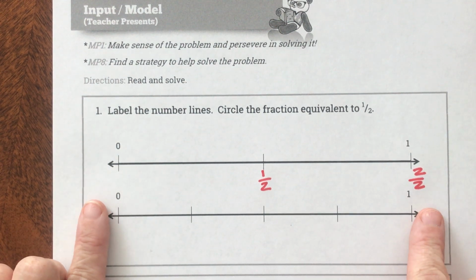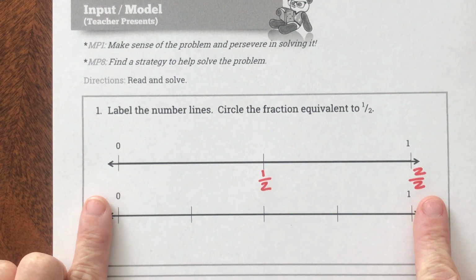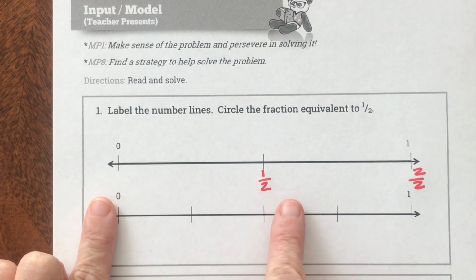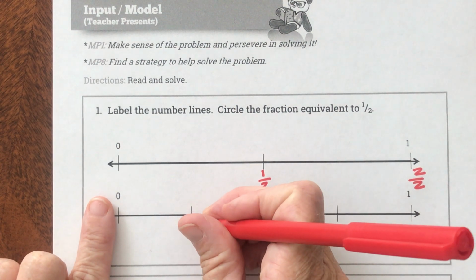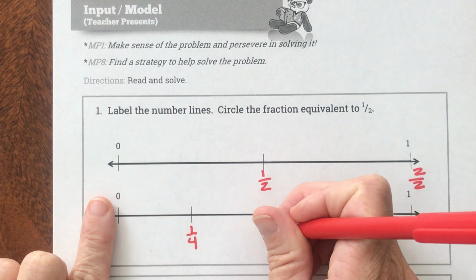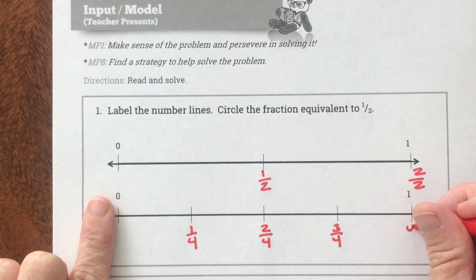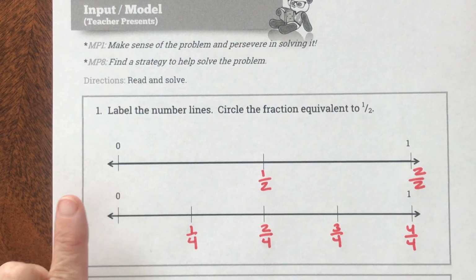Okay, let's look at my second number line. Again, it's from 0 to 1, so I only look at one whole number at a time. And this one number has been partitioned or cut into 1, 2, 3, 4 pieces, which tells me my denominator is going to be 4. So this is 1/4, 2/4, 3/4, and that is 4/4. 1 is equivalent to 4/4.